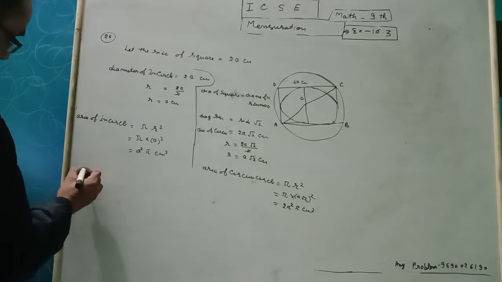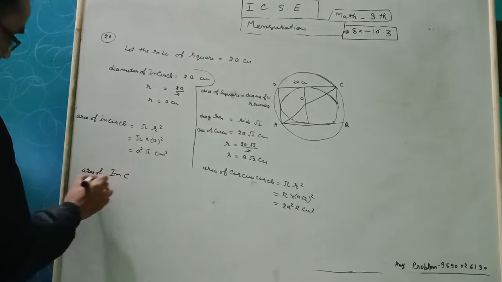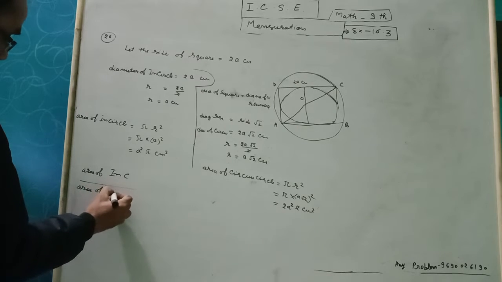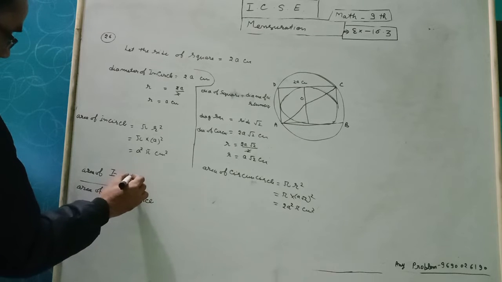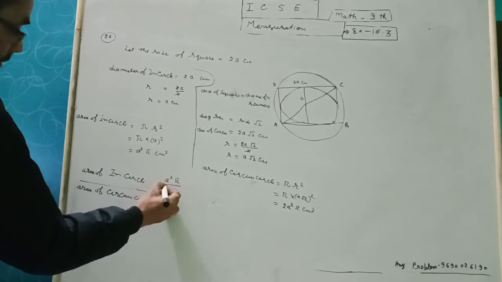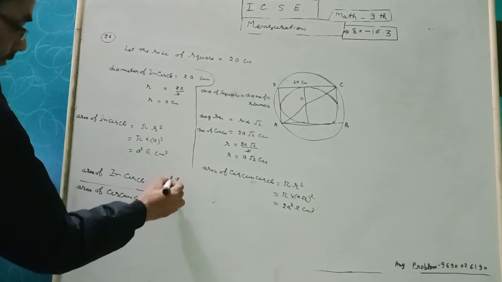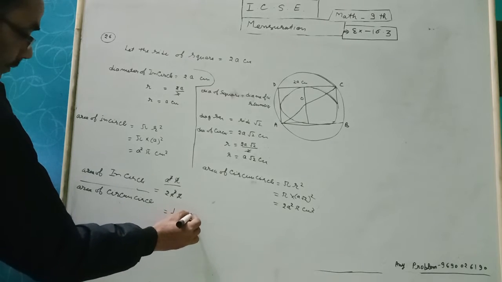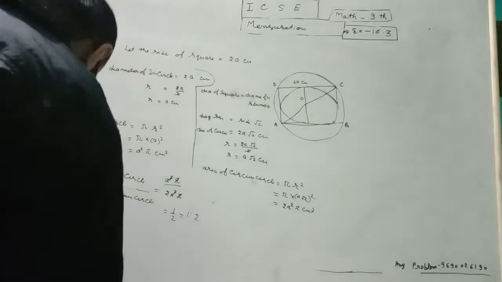Write the ratio: area of the incircle to area of the circumcircle is equal to a square pi upon 2a square pi. After cutting a square pi, 1 upon 2 will be the ratio of their areas. Question number 26 is complete.